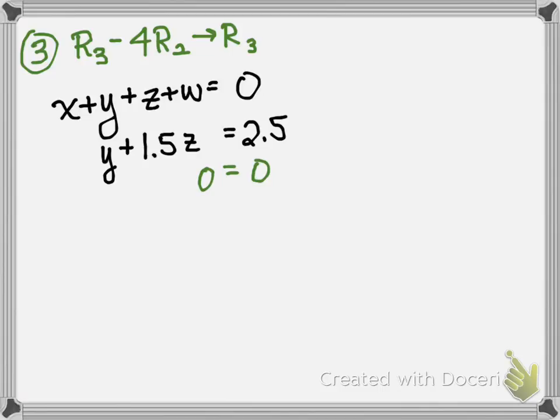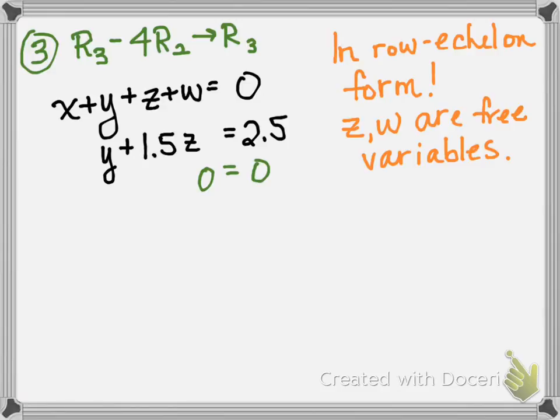What you'll notice is that all the variables depend on each other, but if we let z and w be whatever we want them to be, then x and y are determined. So z and w can be whatever we want them to be. They are called free variables. They are free to be whatever we want them to be, and x and y depend on them. Because of this, we're going to use parameters. We're going to let z and w be our parameters.